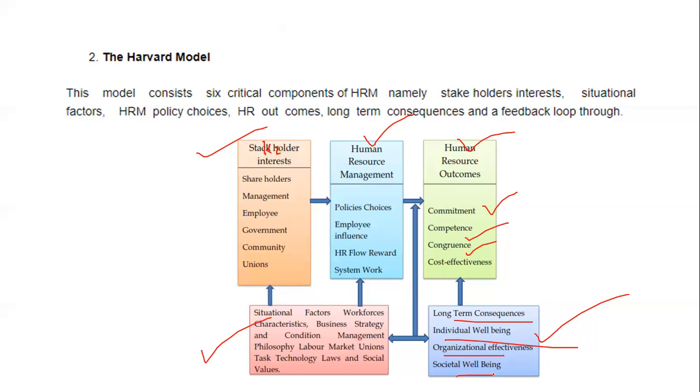Now if you look at the model, suppose the question comes, which of the outcomes is not valid as per the Harvard model? There are only four C's, that is commitment, competence, congruence, and cost effectiveness, and the odd man out is the one that is not among them. But before that, you should know what the four outcomes are, and what the six components are. So this type of questions are very, very important.